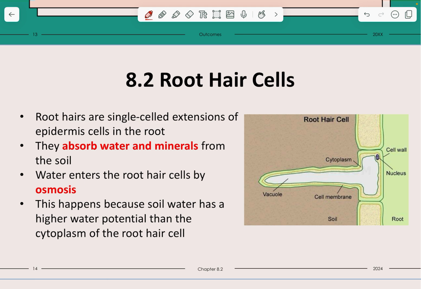We all know that because this is from chapter 3. Osmosis requires water molecules to move from higher water potential to lower water potential. So this happens because the soil water, which is the surrounding here, has higher water potential than the cytoplasm of the root hair cell. So when the outside soil water has higher water potential, water will enter into the cytoplasm of the cell because it's by the flow of osmosis.